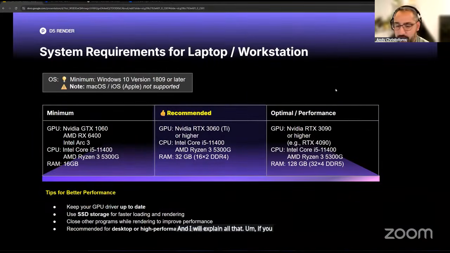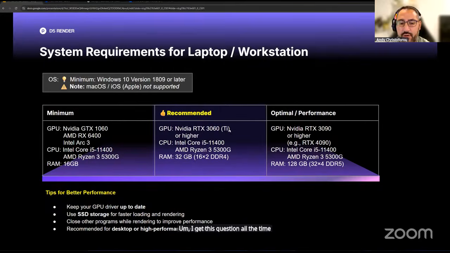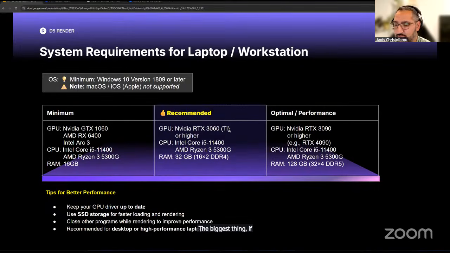If you are new to D5, this is a great system requirement list that we got from the D5 Render team. I get this question all the time: what kind of hardware should I get? What should I be using for D5 Render? The biggest thing, if you're not a computer person at all, is to look at your GPU, and you want all these numbers to be as high as possible within reason and budget.